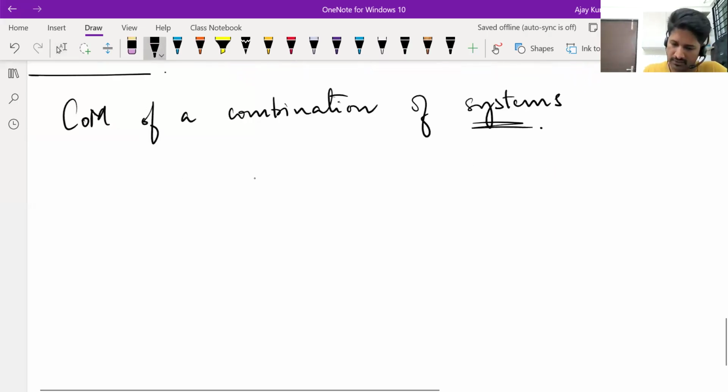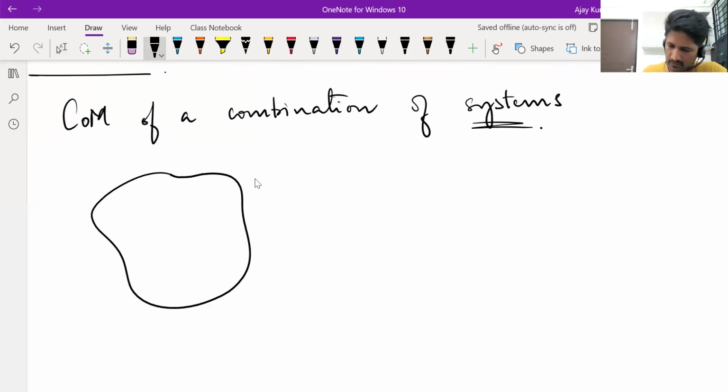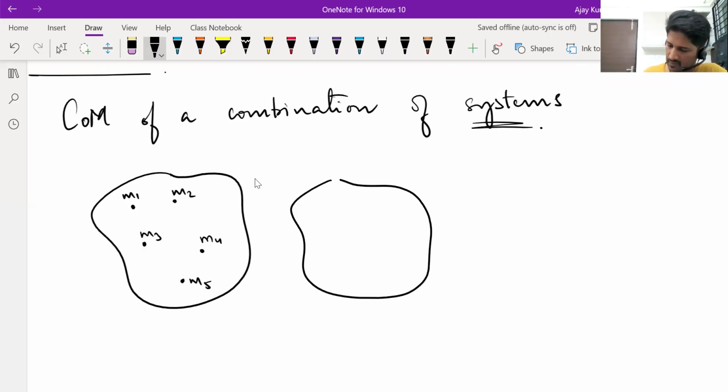So consider something like this. Let's say there's one system having particles m1, m2, m3, so on up to, let's take 5 particles. And consider another system having maybe 3 more particles, m6. Okay, 4 we'll take.